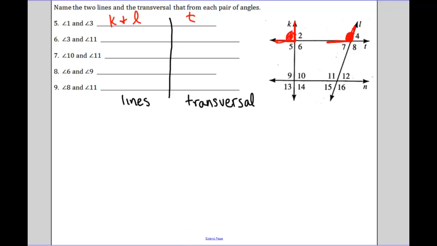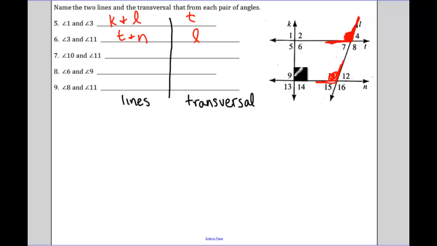3 and 11. 3 is up here again, and 11. So let me erase the one from the 4. So those are my 2 angles. What line do they share in common? They share L, that's our transversal. So the other 2 lines that make up the angles, T and N, are our other 2 lines.